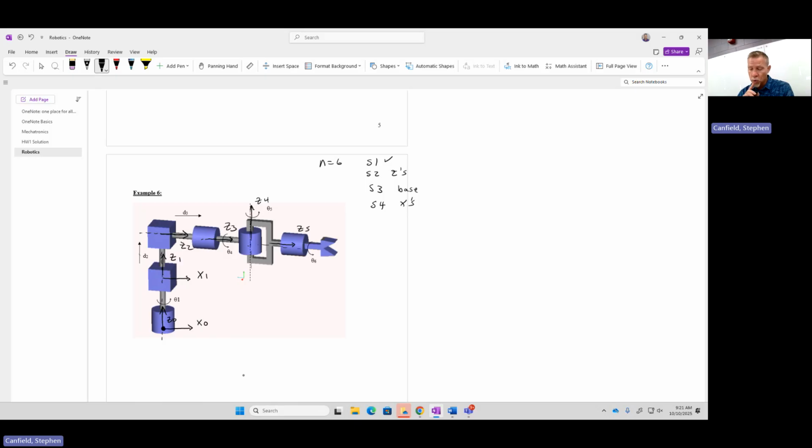X2 is the common normal between Z1 and Z2. Z1 and Z2 intersect. Z1 is going up, Z2 goes to the right. So I'm going to use my right-hand rule. I've got my fingers pointing up in the direction of Z1, going towards Z2. That gives me X2 goes either into the board or out of the board. And so that I'm good with the X2, I'm going to come back and change my X1. Since I was free to assign in any direction, I'm going to make my X1 and X2 line up. Okay, you don't have to do that.